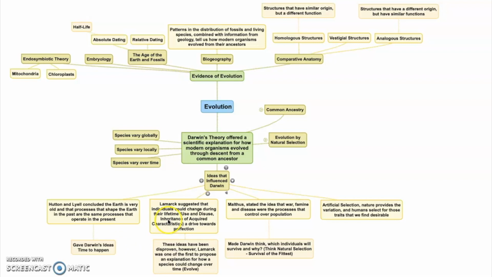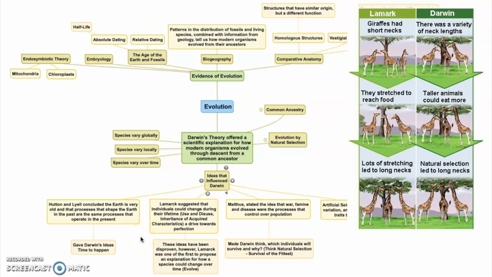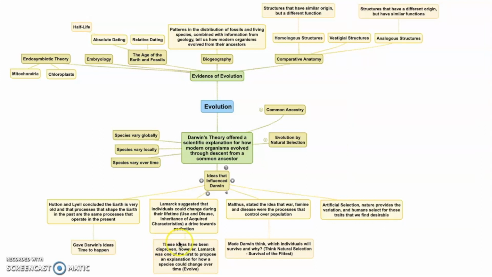Then we look at the information from a scientist named Lamarck, and he was one of the first to come up with a mechanism for how the species could actually change. However, his thoughts were and have been disproven. The idea of use and disuse and inheritance of acquired characteristics.